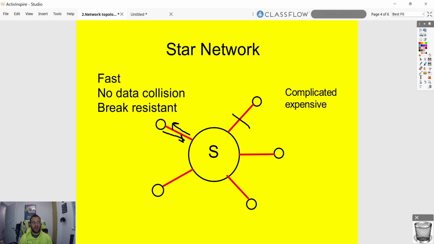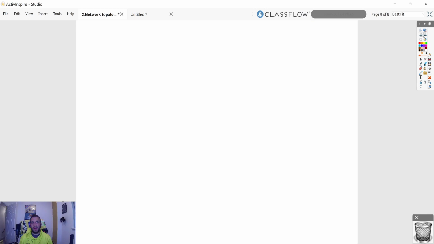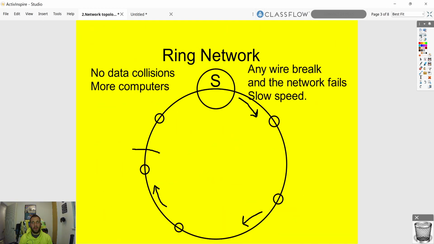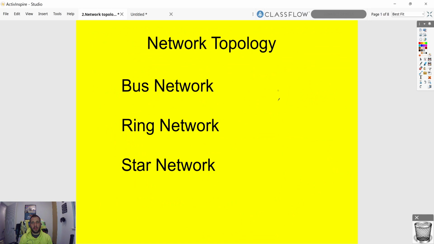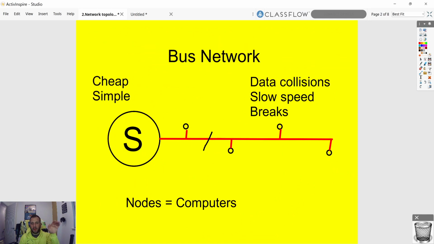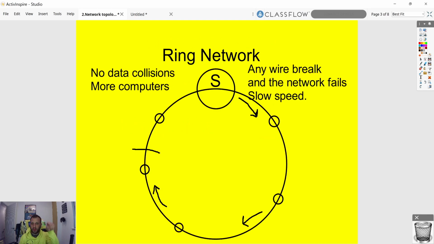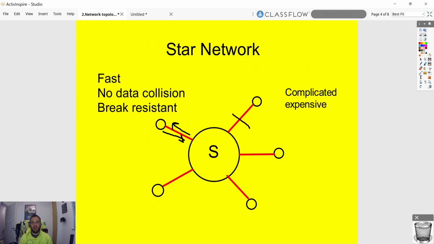Okay, so those are our 3 kinds. We've had the bus, the ring, and the star. So bus, like a bus route. Ring, shaped like a ring. Star, looks a bit like a star. Okay, but all of them have a server. All of them take computer information to computers to and from the server.